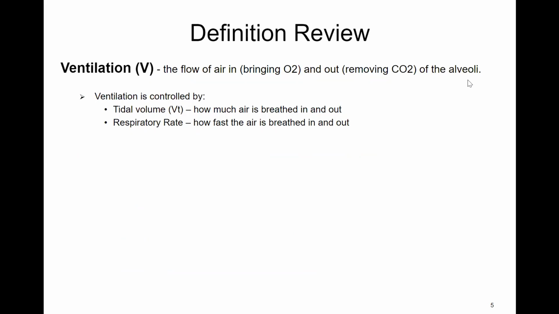Ventilation is the flow of air in and out of the alveoli. It's abbreviated with a capital V. I remember by thinking of opening my windows to ventilate my house, just like your alveoli have to be open to ventilate. Ventilation is controlled by tidal volume, abbreviated as capital V, lowercase t. That's how much air you breathe in, like how many liters of air you breathe in. When a patient has shallow breathing, they have decreased tidal volume, so decreased ventilation. The other thing that controls ventilation is the respiratory rate. If a patient has a low respiratory rate, they have decreased ventilation.